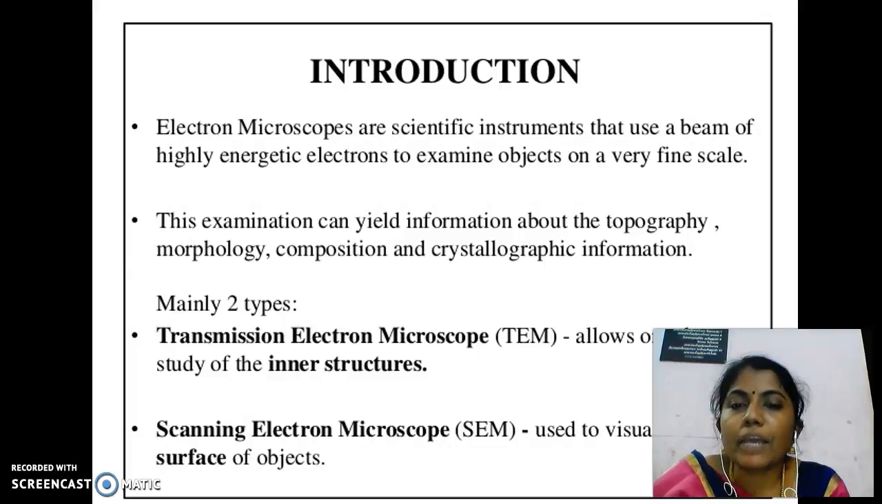The electron microscope has two major types: the transmission electron microscope and the scanning electron microscope. The first one is the transmission electron microscope. This allows one to study the inner structure of the specimen. And the scanning electron microscope is used to visualize the surface of the object.